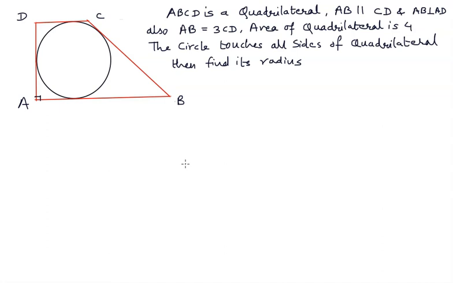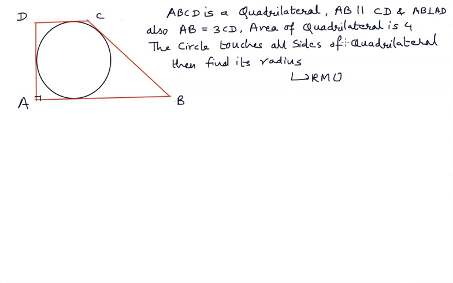A few days ago we posted a question, a regional mathematics Olympiad question, and the question was like this. ABCD is a quadrilateral as you can see in the figure. AB is given parallel with CD and AB is perpendicular to AD. So basically there is a right angle at A and also AB is 3 times CD. So AB length is 3 times the CD. I have tried to draw AB so that it looks like it is 3 times the CD.